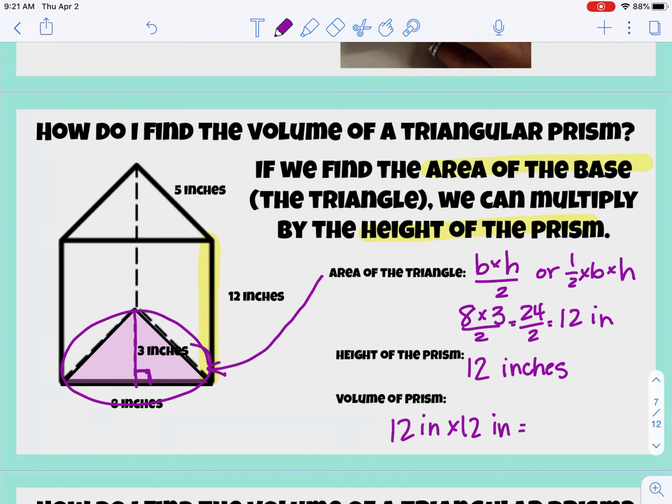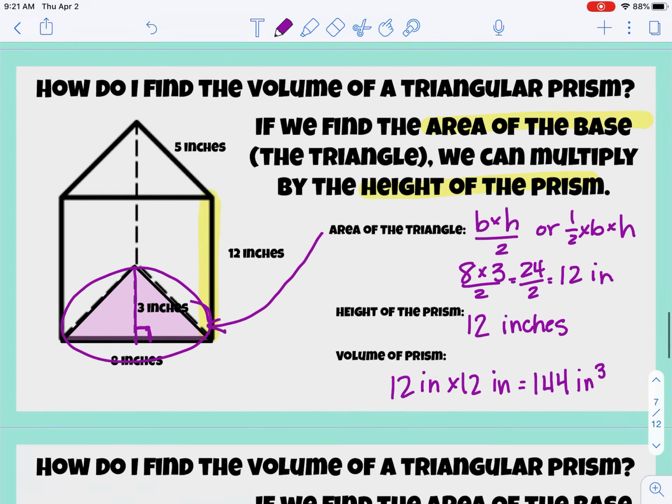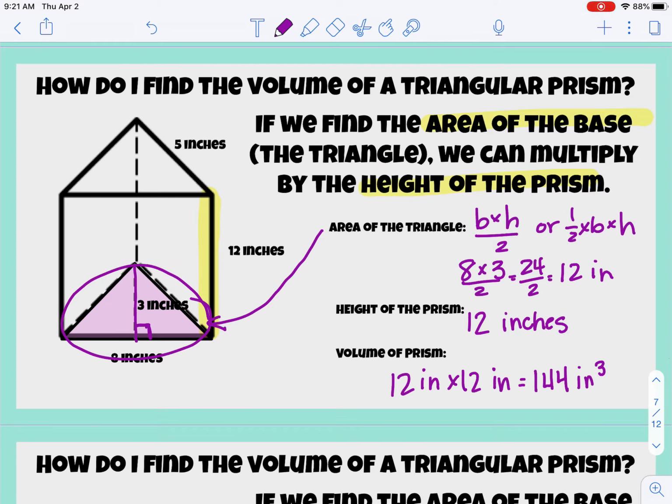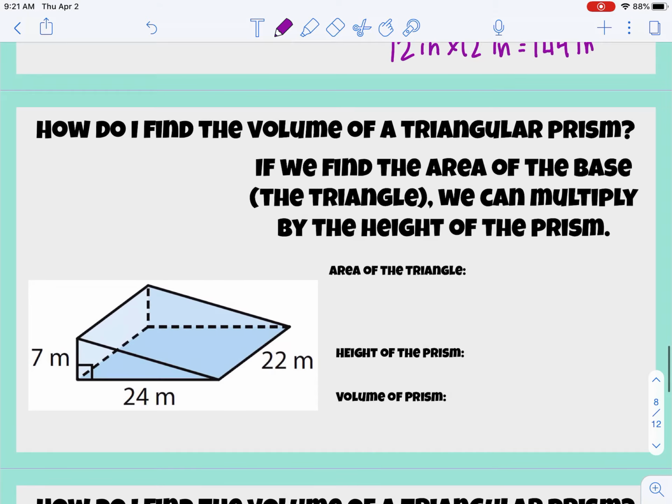To find the total volume, when we do 12 times 12, we get 144. And because it is volume, if you remember from what we practiced with rectangular prisms, it will be cubed, so inches cubed. So let's look at our next one. We're going to follow the exact same principle. Same thing, I left it up there.